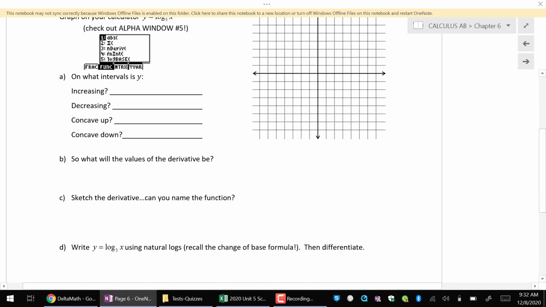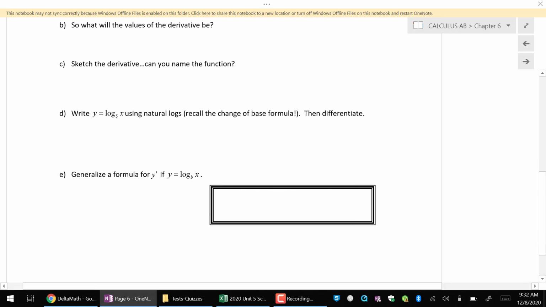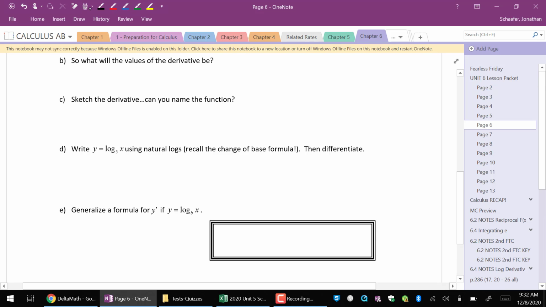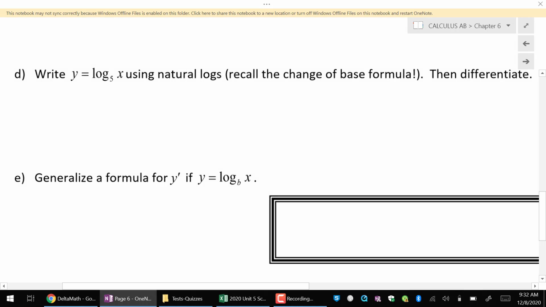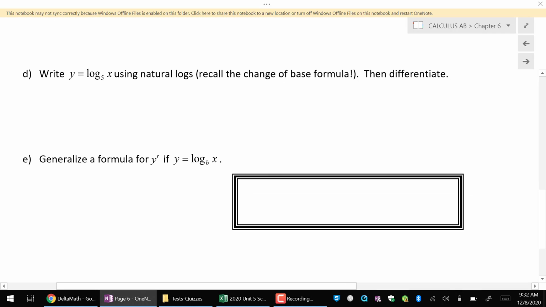So what I'd like to do in this video is show you how to find the derivatives of logs that aren't natural logs. And to begin, we'll look down here at letter D on this activity, where we have the function y equals log base 5 of x, and it says to write that function using natural logs. And to do that, we're going to use what's called the change of base formula.